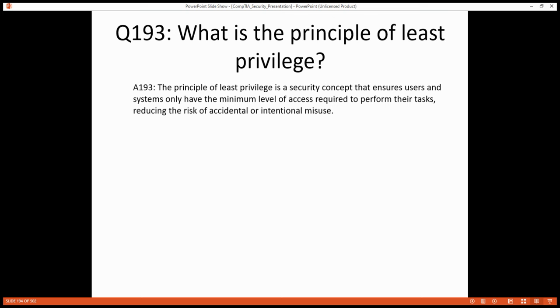Q193. What is the principle of least privilege? A193. The principle of least privilege is a security concept that ensures users and systems only have the minimum level of access required to perform their tasks, reducing the risk of accidental or intentional misuse.